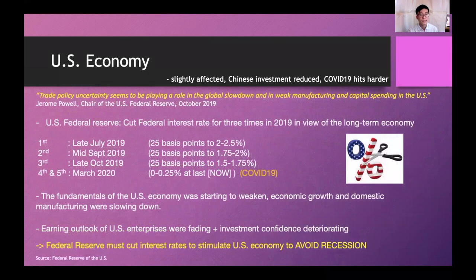One more thing, the US Federal Reserve has started to cut interest rates since July 19, and now it is the 5th time already. According to the Federal Reserve, they said the earnings outlook of US enterprises will fade, and investment confidence is deteriorating as well. So the interest rate must be cut to stimulate the economy in order to avoid recession in view of the long-term economy. This also shows that the US economy is still unhealthy.